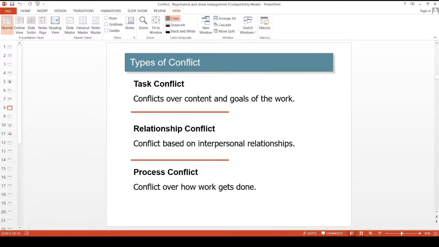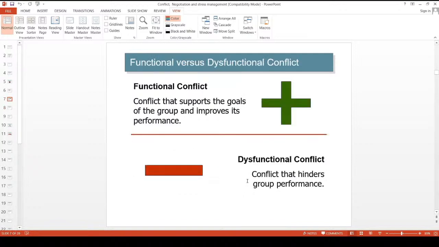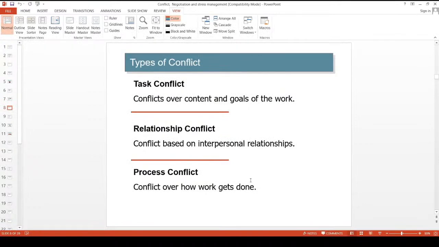We'll have to find out the conditions or stages at which level the conflict will be better, and at which level the conflict will not be better for the organization, and may hinder the performance of the individuals as well as the organizations. So we just discussed functional conflict and dysfunctional conflict, and accordingly I discussed the different types of conflict in relationship to that functional and dysfunctional conflict.